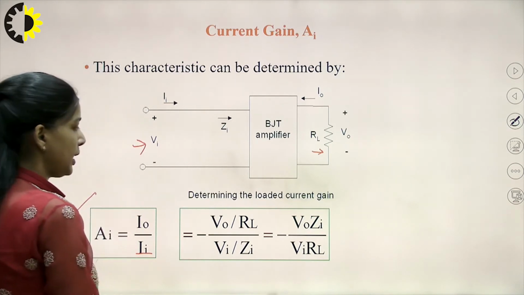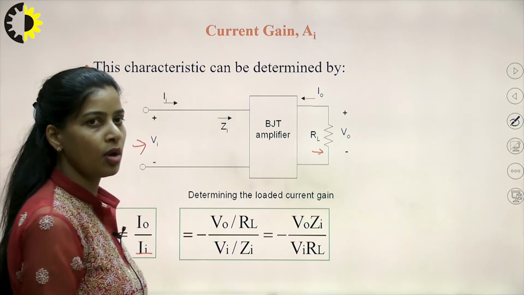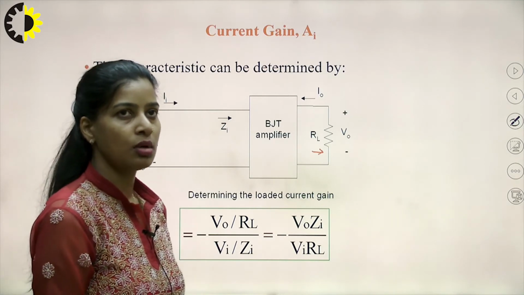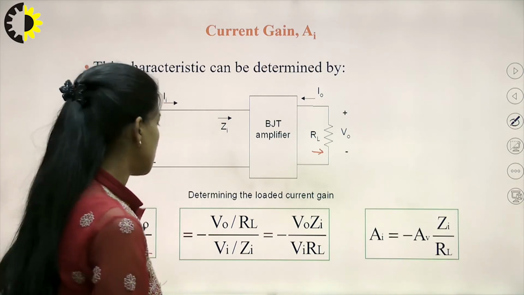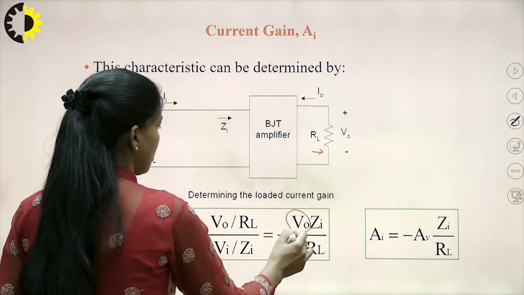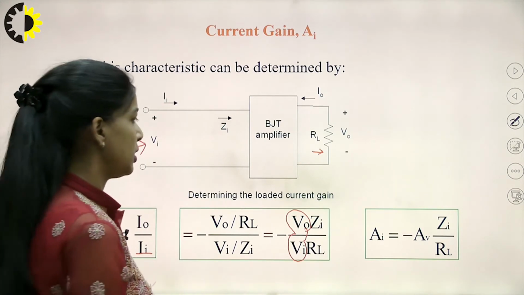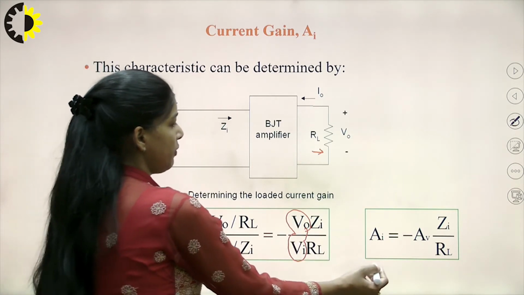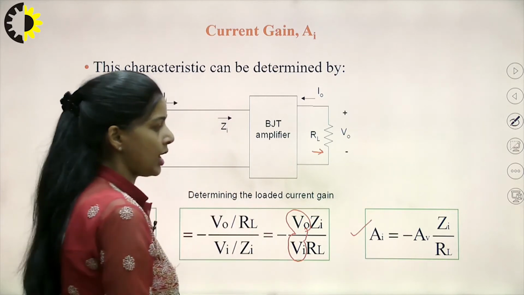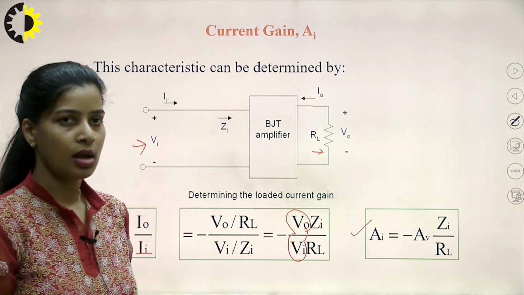Simplifying, we get minus V naught ZI upon VI into RL. This V naught upon VI is the voltage gain AV. Replacing this with AV, we can write the current gain as minus AV ZI upon RL.